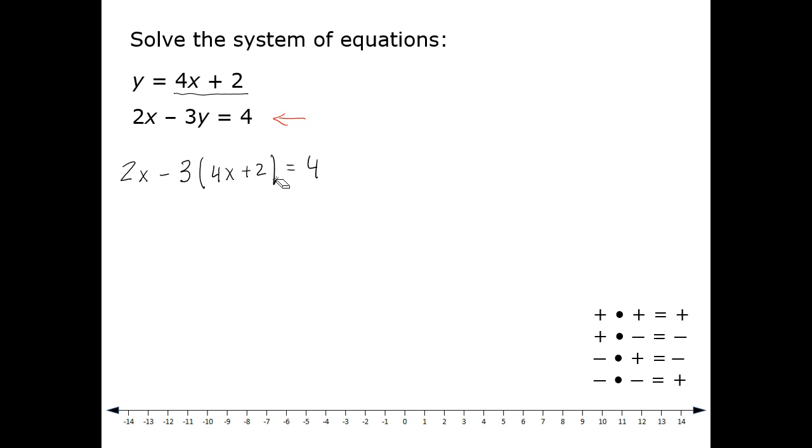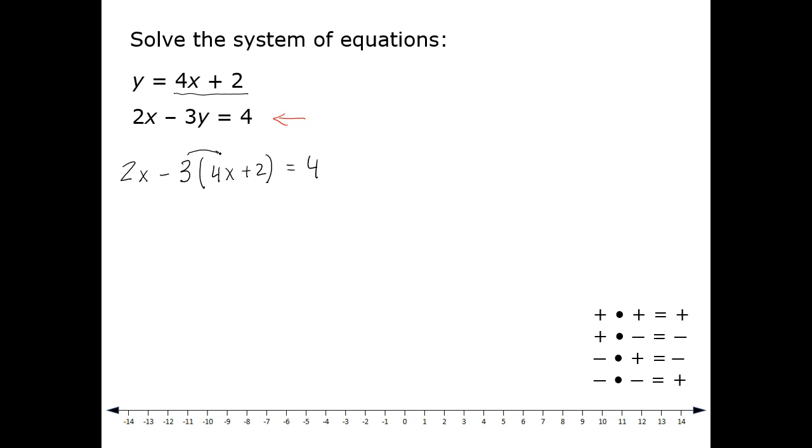Okay? This is a parentheses right here. Didn't come out very well. So instead of putting y, what I put is what y is equal to. The first equation tells me that y is equal to 4x plus 2. So in the second equation, where I have the y, I put 4x plus 2. Now I have one equation with one variable that I can solve. That's what I'm going to do right now.